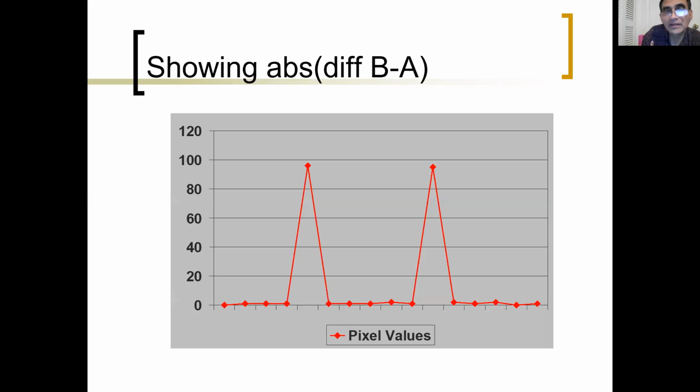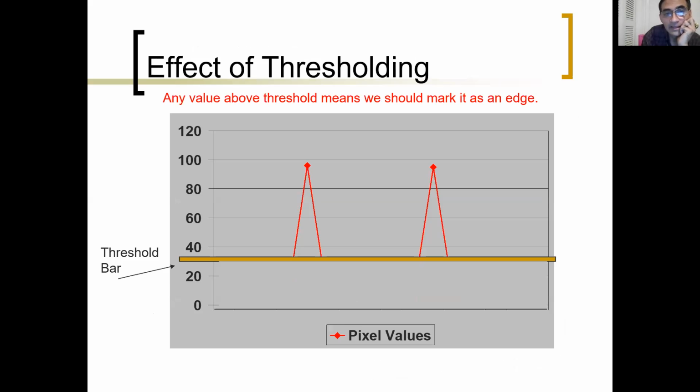Okay, so I'm going to move on now. This is just showing you the absolute value of the differences in one direction only. And then the next idea is that you want to have a threshold. The threshold is like the water level in the ocean, in the real ocean.